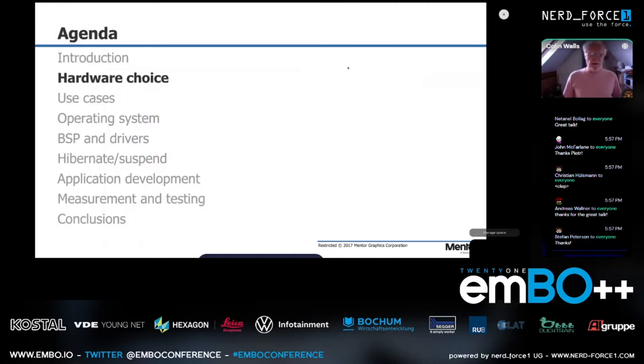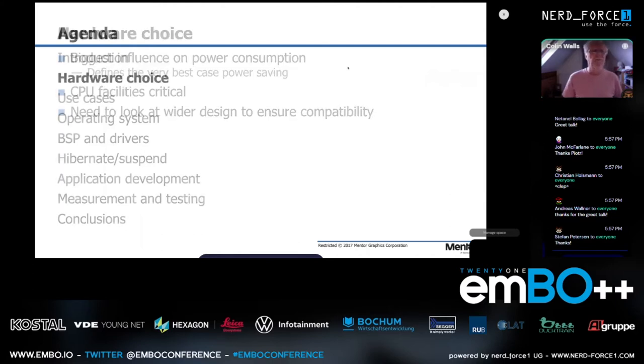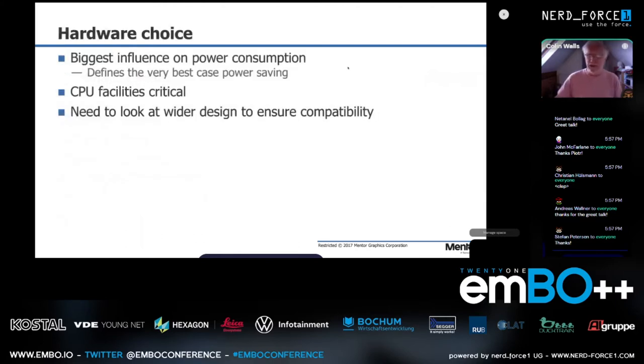I'm not going to talk about choosing specific chips. I'm going to talk about the general philosophy. As I mentioned, this is the biggest influence on power consumption and defines how good we can get it. The facilities from a power management perspective of the CPU are critical. But we also need to look at the wider hardware design to ensure that everything's compatible.